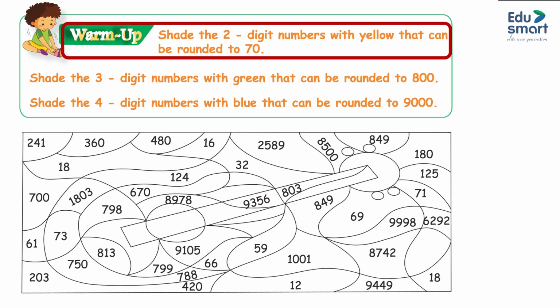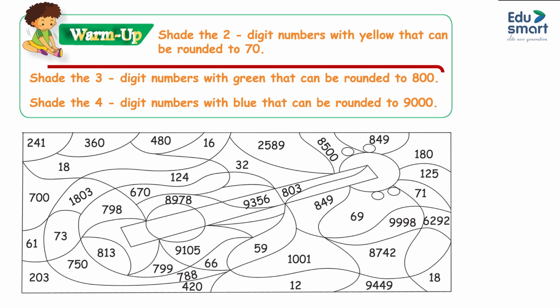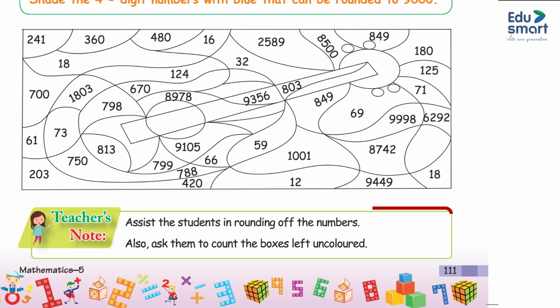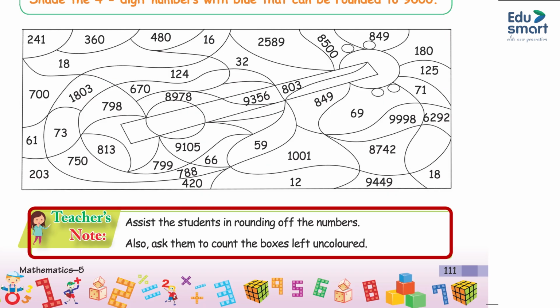Warm up. Shade the 2-digit number with yellow that can be rounded to 70. Shade the 3-digit number with green that can be rounded to 800. Shade the 4-digit numbers with blue that can be rounded to 9000. Teacher's note: assist the students in rounding of the numbers. Also ask them to count the boxes left uncolored.